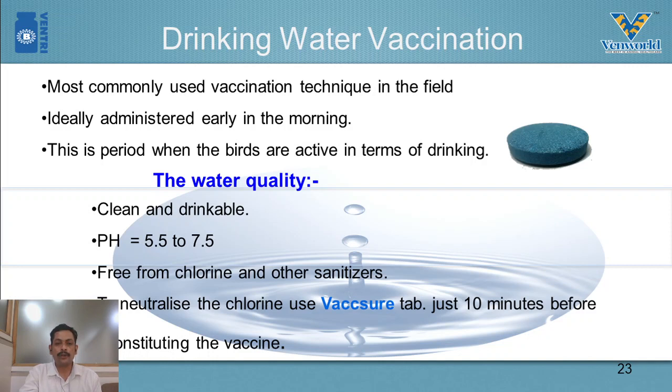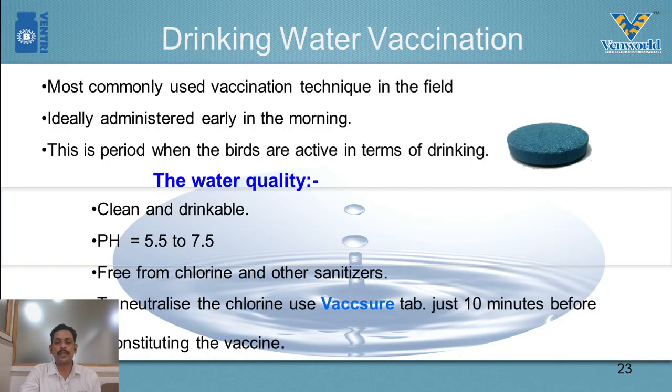It should be free from chlorine, other sanitizers or medicines, because they destroy these vaccines. So always it should be free from chlorine and other sanitizers. To neutralize the chlorine, we should use this Vaxure tablet.